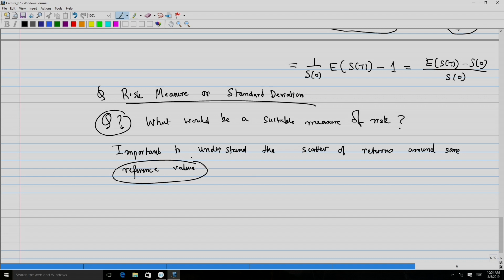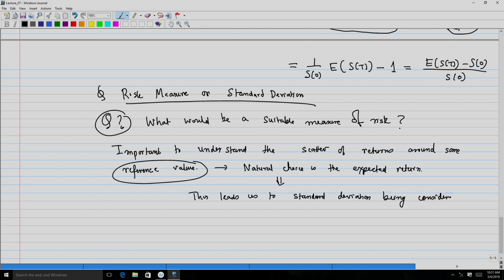So, this reference value that we are talking about here, as I have already mentioned, the natural choice is the expected return, and this leads us to standard deviation being considered as the obvious choice to capture the scatter in returns.